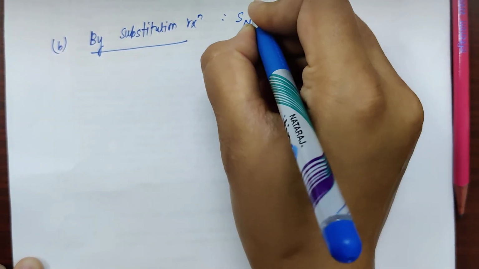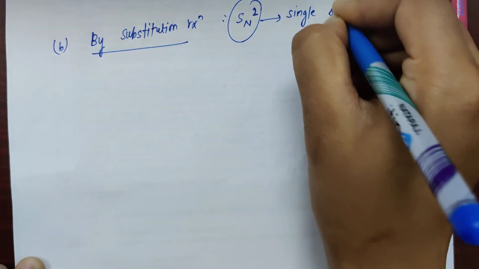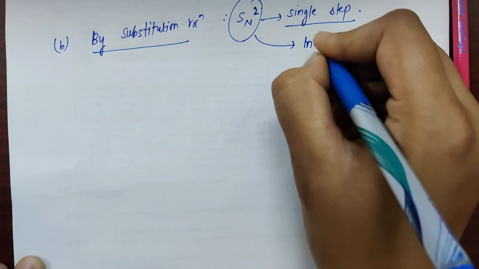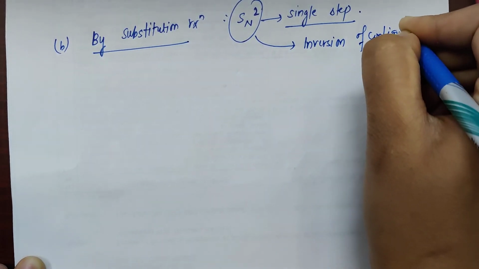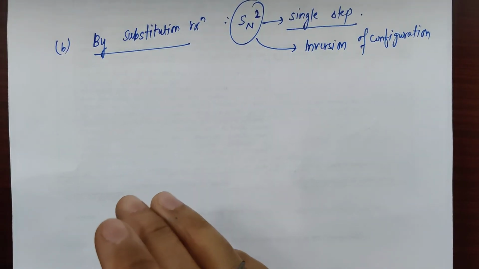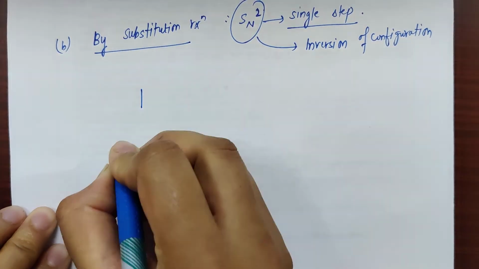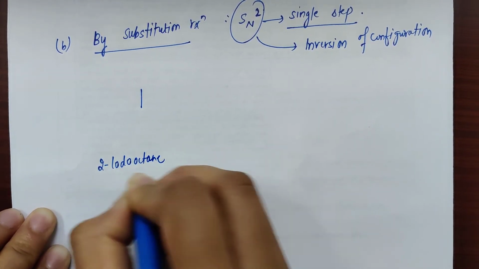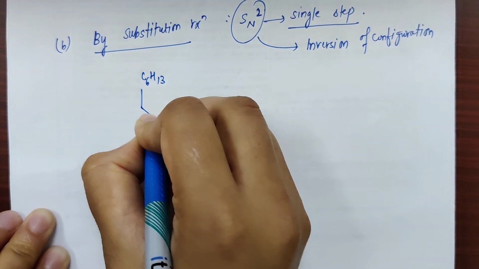Let's take an example of SN2 mechanism. SN2 mechanism is a single step mechanism. Single step, and in this mechanism, inversion of configuration takes place. All right. So let's take an example of 2-iodooctane. I'm taking 2-iodooctane. Okay, 2-iodooctane is a chiral molecule.